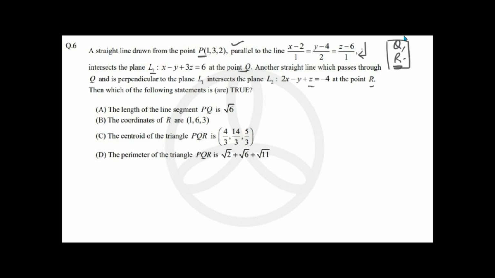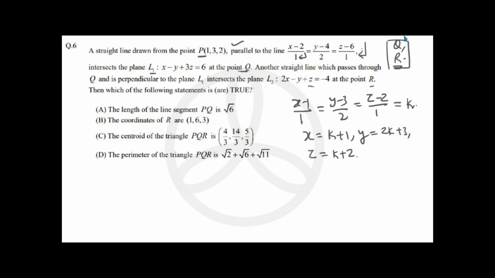The equation of the line which is parallel to this one and passing through this point will be (x minus 1), and we take the directional coefficients from here, so (y minus 3) divided by 2 and (z minus 2) divided by 1, and we will assume this equal to k, which is a constant. Hence, x will become k plus 1, y will become 2k plus 3, and z will become k plus 2. Now these values of x, y and z will satisfy this particular plane at point Q. So we can substitute this here.